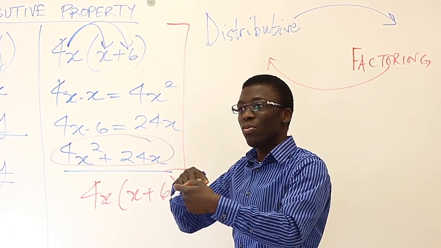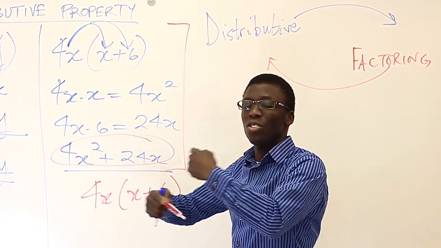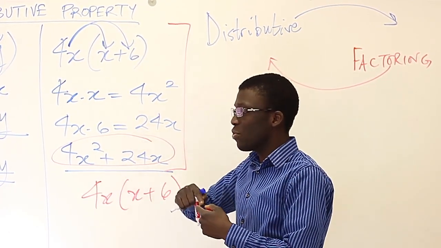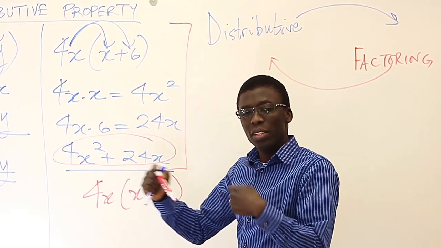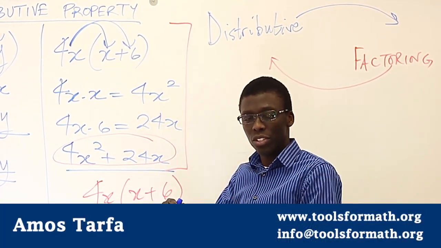So it's almost like freezing, the states of matter in chemistry. It's like you freeze something and then you have it melt. That would be like distributing and then factoring, okay?